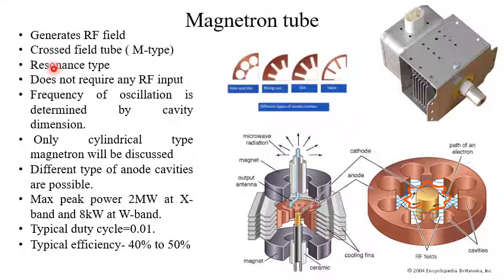So let us consider a few features of the magnetron tube. It generates an RF field, meaning it is an oscillator. It is a crossed field tube or M-type tube. That means the magnetic field will take part in the interaction process between the electrons and the RF field explicitly. Is it a resonance type? That means it consists of cavity resonators. It does not require any RF input since it is an oscillator.